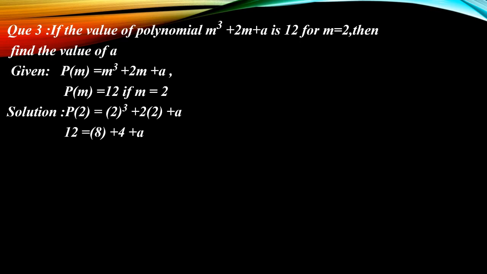Therefore, P(2) is already given as 12. We have substituted it as 12 on the left side is equal to 2 raised to power 3 becomes 8, and 2 multiplied by 2 will become 4 plus a. After solving, we get 12 on the left side is equal to 12 on the right side plus a. Solving, a is equal to 12 minus 12, therefore a is equal to 0.